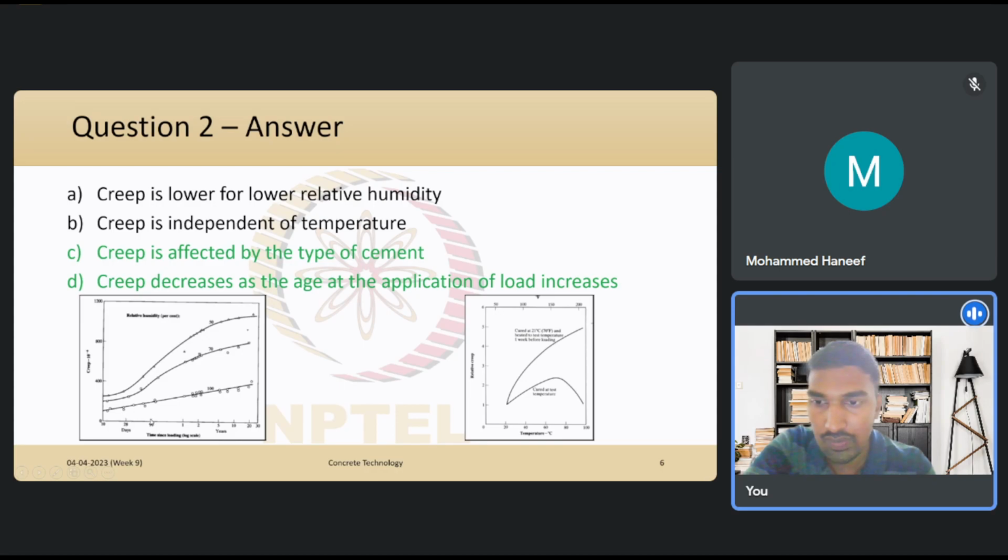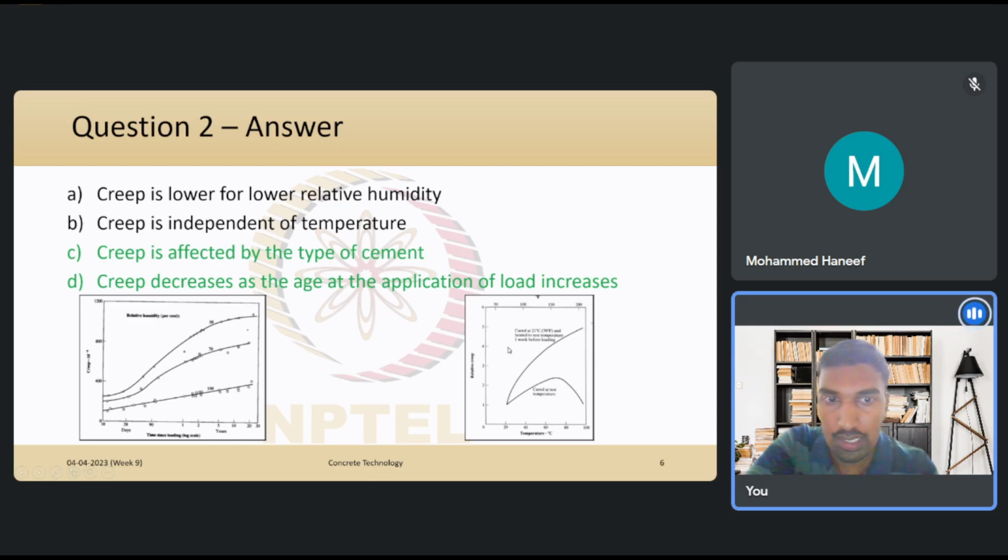say 90 days, we see that when the relative humidity is 100, creep is lower compared to 70 and 50, right? This is true at all the different times since loading. So for a higher relative humidity, we see that the creep is lower, and for a lower relative humidity, the creep is higher. Therefore, the statement in A is wrong, since it says the opposite. Creep is lower for lower relative humidity is incorrect.